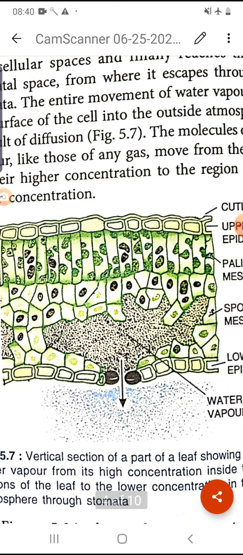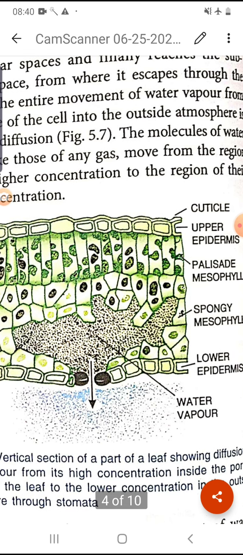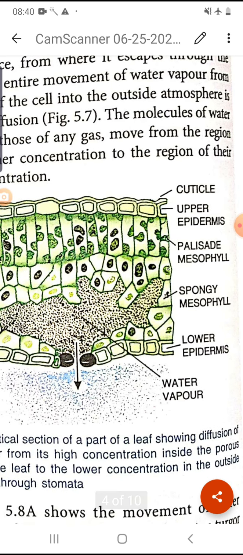Okay, so let's see this diagram. As you can see, the first layer is the cuticle, then there is the upper epidermis, that means the epidermal layer of the leaf. Then these rectangular shaped cells are the palisade parenchyma, and after that some irregular structures. These are the palisade mesophyll cells, and these are the spongy mesophyll cells.